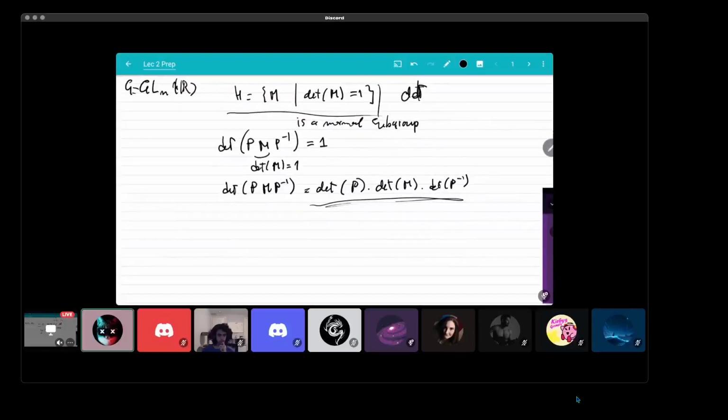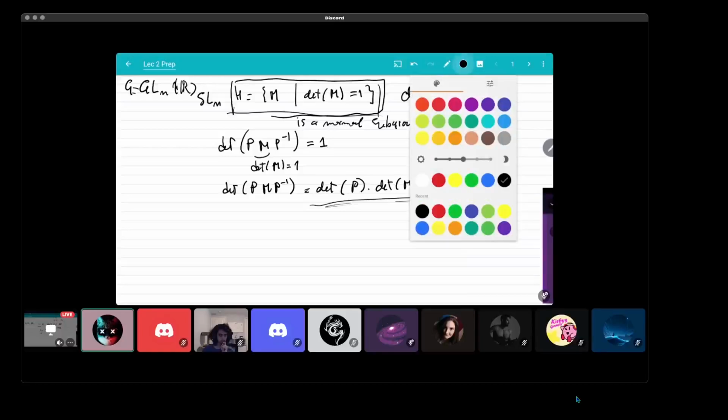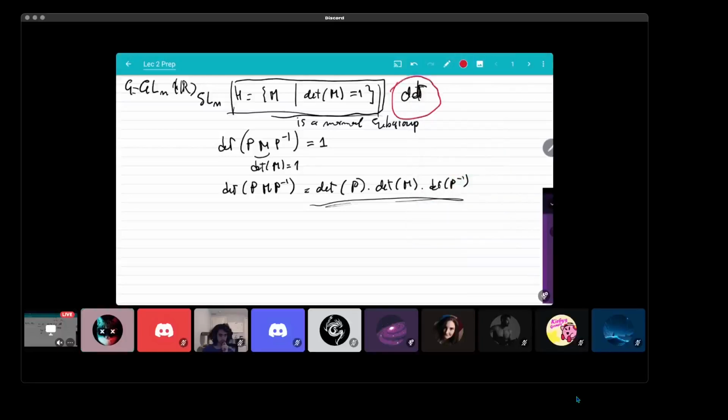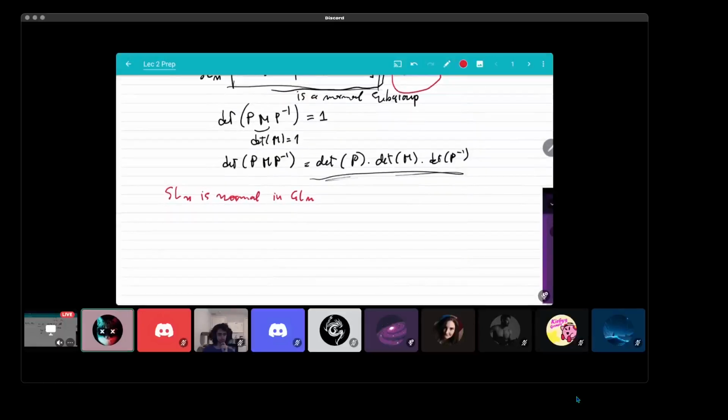But this is an example of, since this subgroup, also called the special linear group, or SLN, is the kernel of a certain morphism, which is the determinant, is normal, but unless I'm horribly wrong, it is not an abelian subgroup.